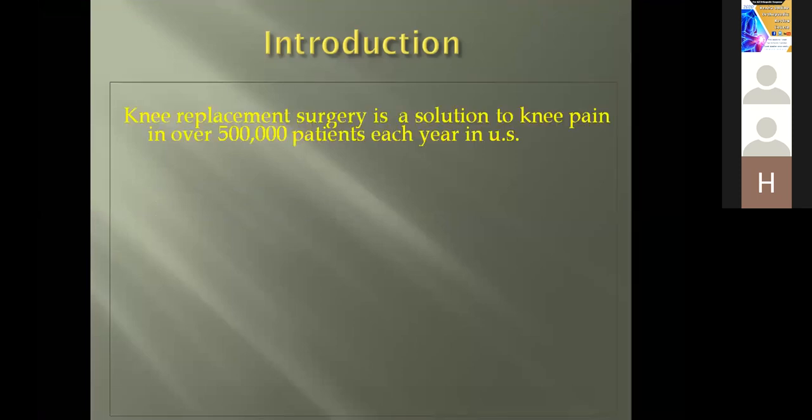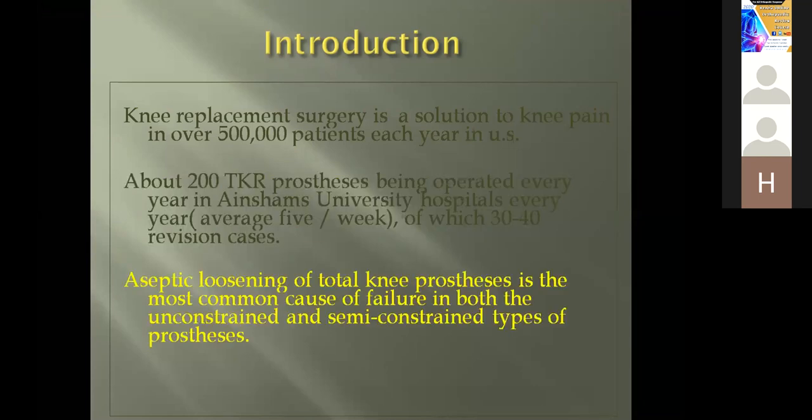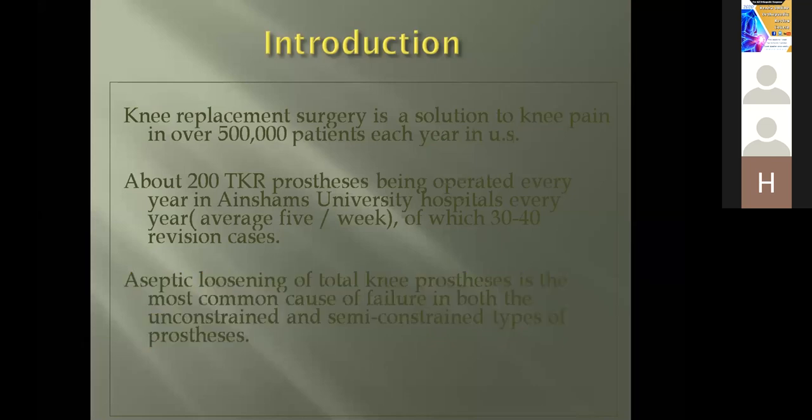Knee replacement surgery is a solution to knee pain in over 500,000 patients each year in the United States. About 200 total knee prostheses are operated every year in my university, in Shams University, average 5 per week, of which 30 to 40 are revision cases. Aseptic loosening of total knee prostheses is the most common cause of failure in both the unconstrained and the semi-constrained type of prostheses.